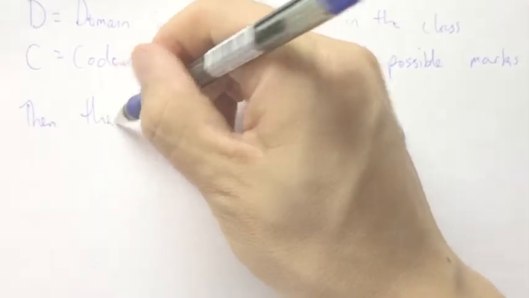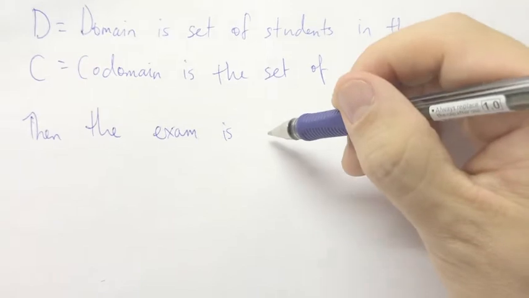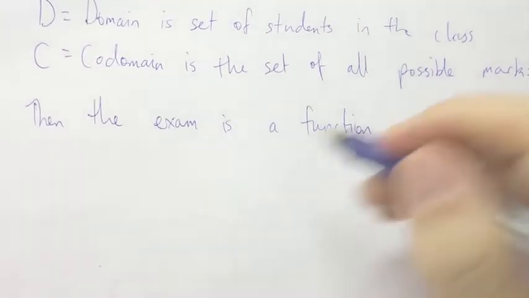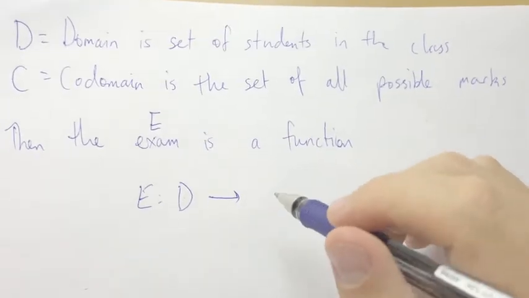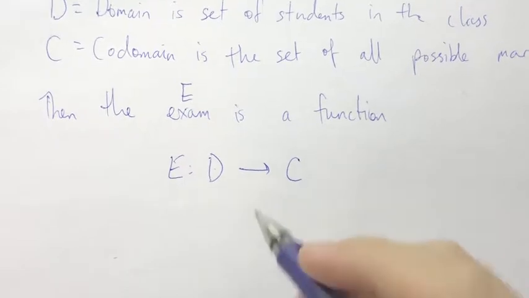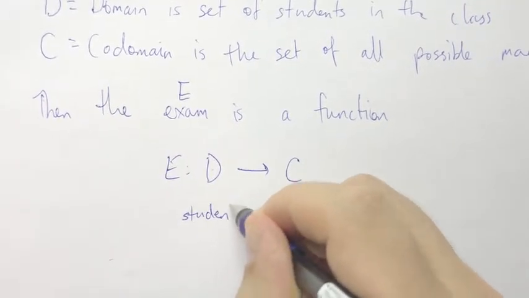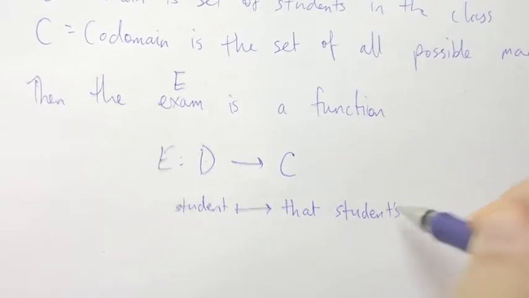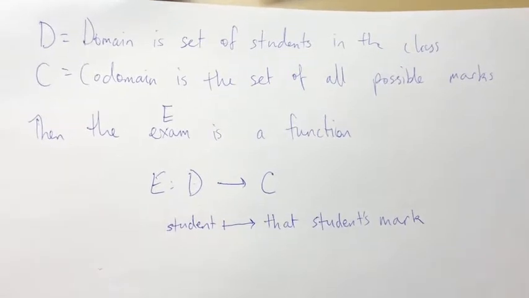Then the exam is a function. Let's call the exam E. E from the set of all students to the set of all possible marks, where a particular student goes to that student's mark in the exam. So that defines a function for that exam.